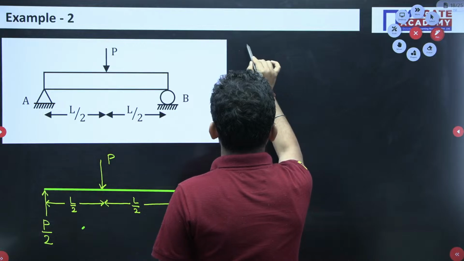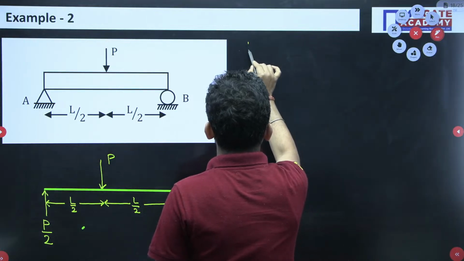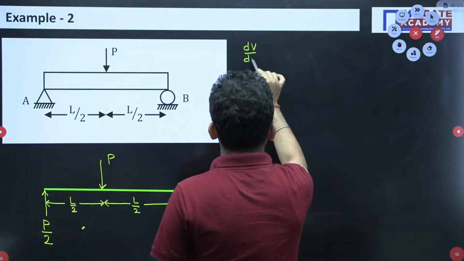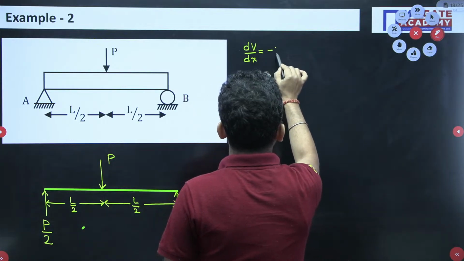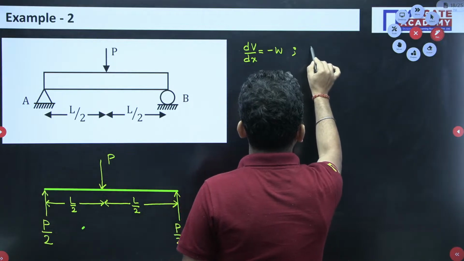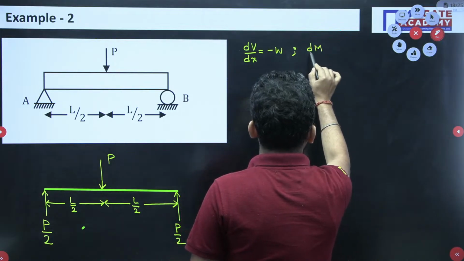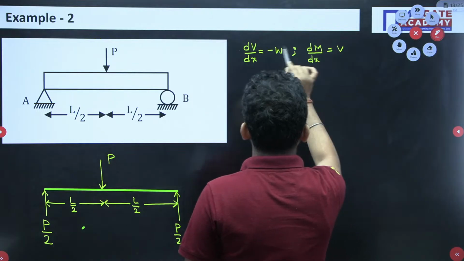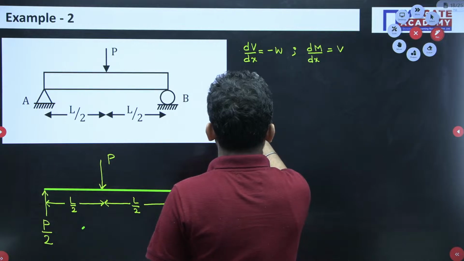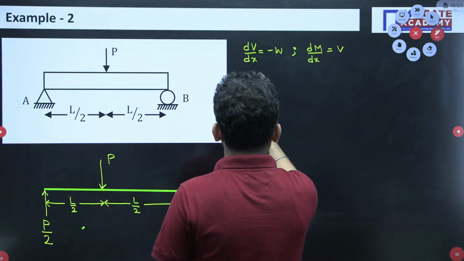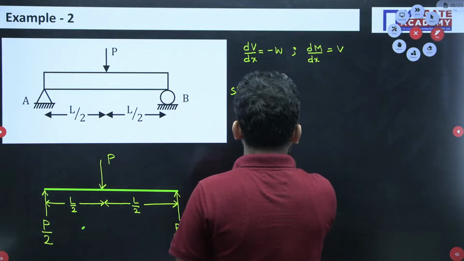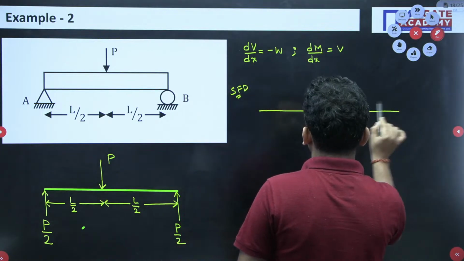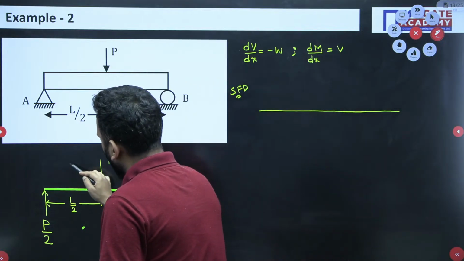Now quickly I have to draw with the help of the techniques that we have learnt. Two relationships we have seen. What are the relationships? For drawing the SFD, dV by dx is equal to minus w, and dM by dx is equal to the value of V. Only these two relationships will help me. So let us try to draw the SFD first. Now this is the reference line. We start from the left.